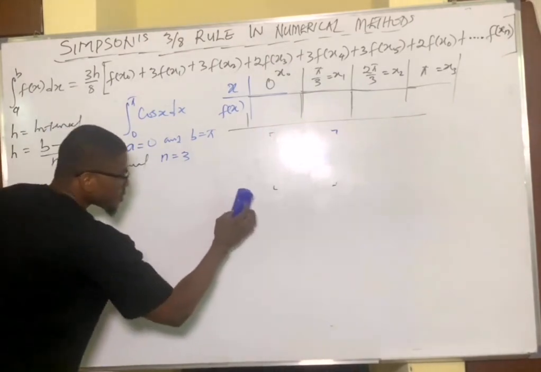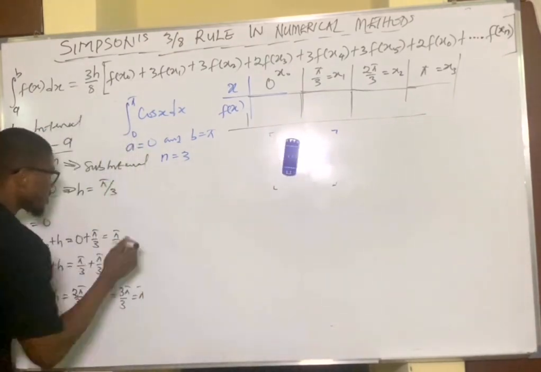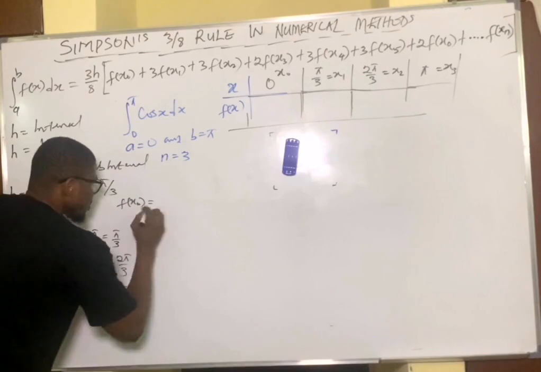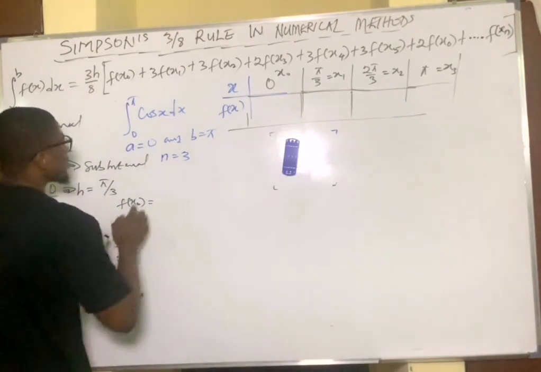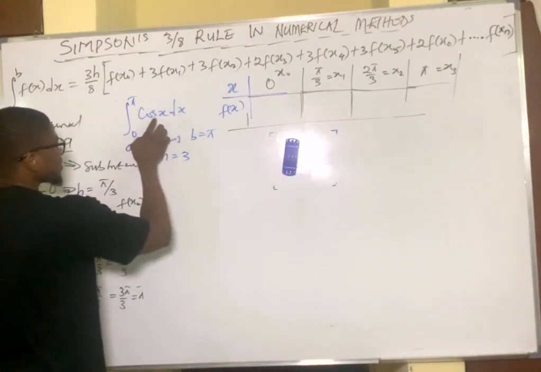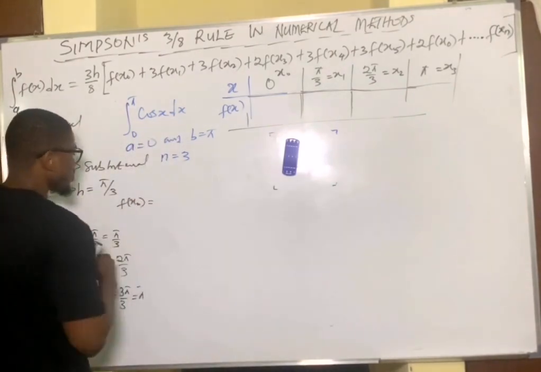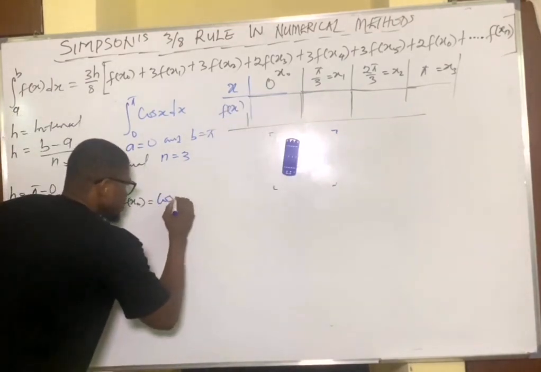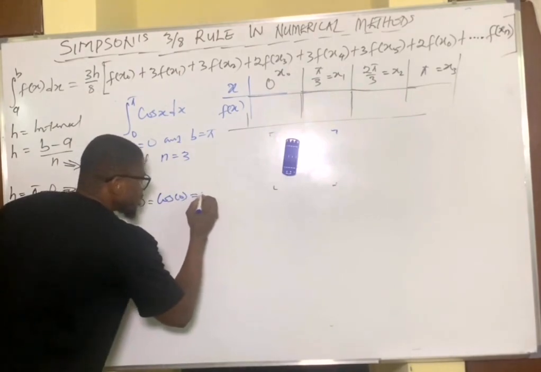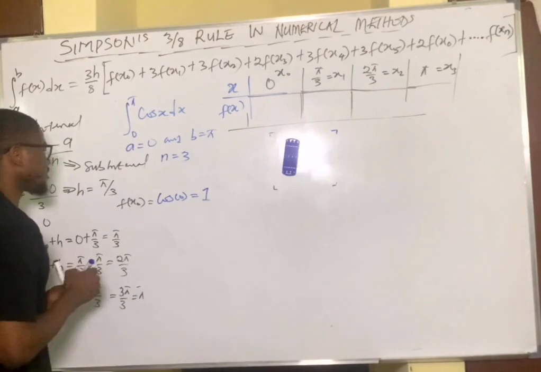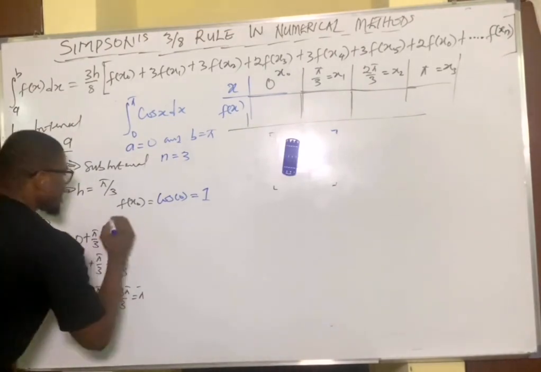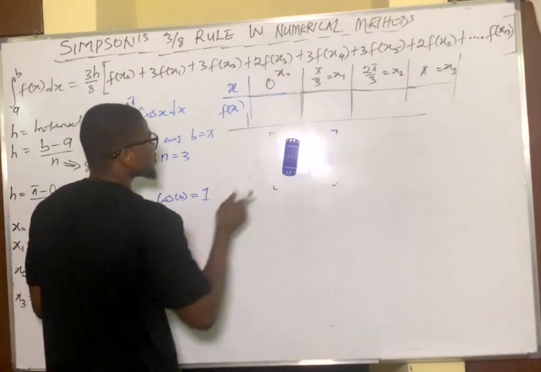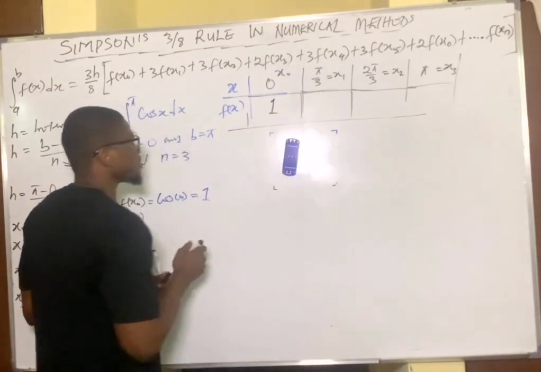Next, let's find f of x0. That's going to be equal to, remember the function itself is cos x. That's the function. So whenever you see x, plug in the value of x0. x0 now is 0. So we'll have cos 0. And cos 0 is actually equal to 1. So f of x0 is 1. Put it down on the table.